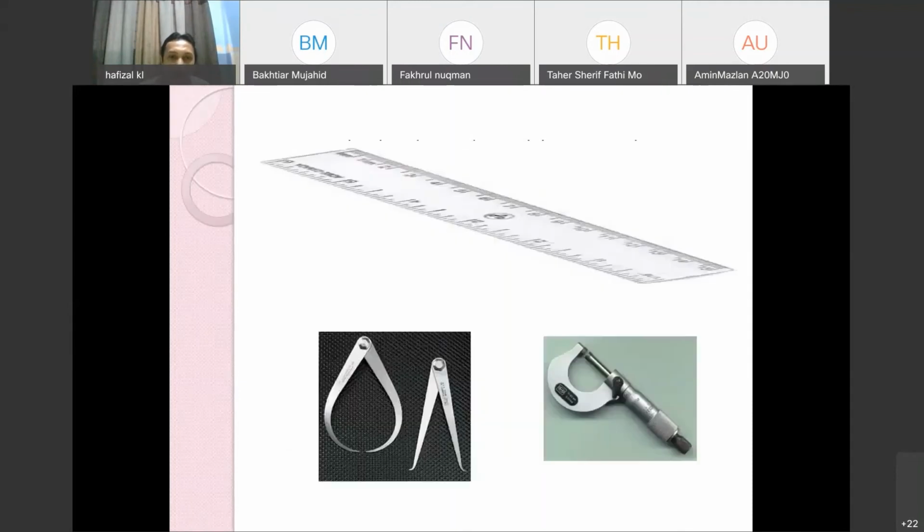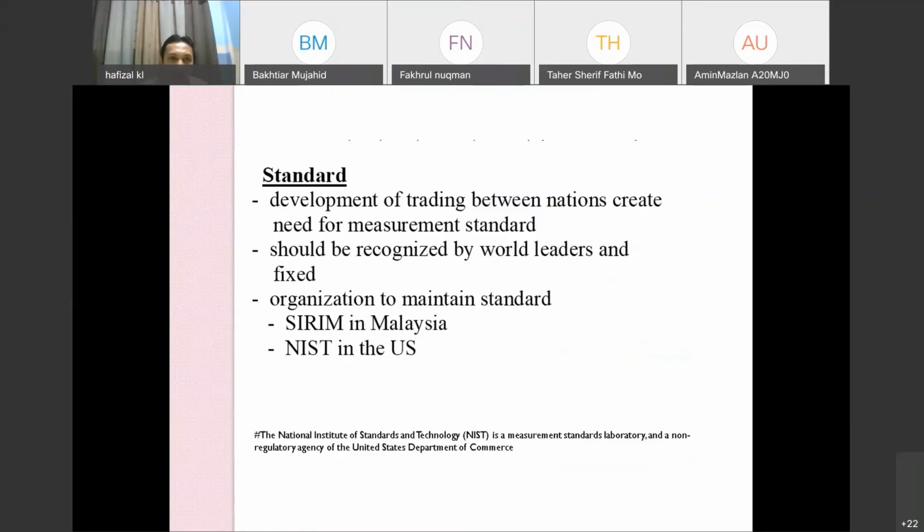And now actually the ruler and the micrometer are all still used. Now we have micrometers and verniers that are digital, so they can have two or three decimal points. And then we go for standards.